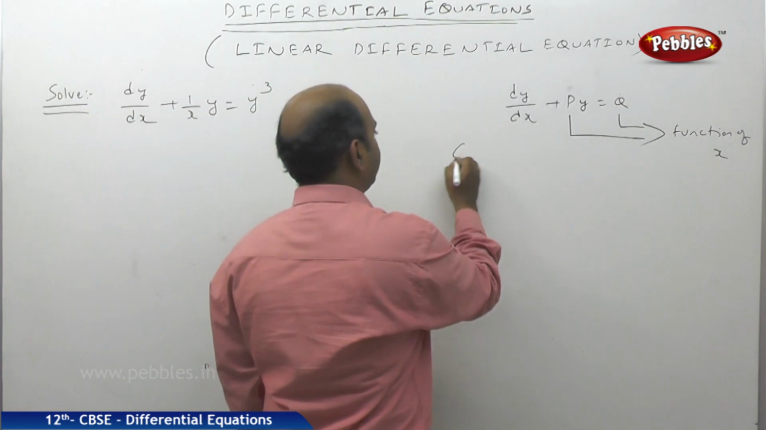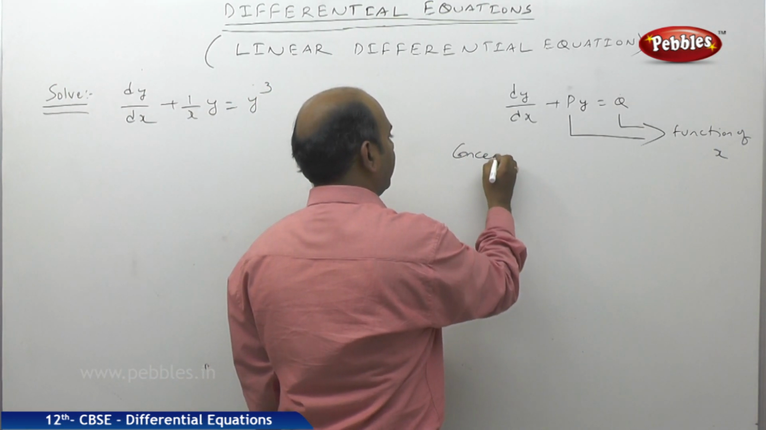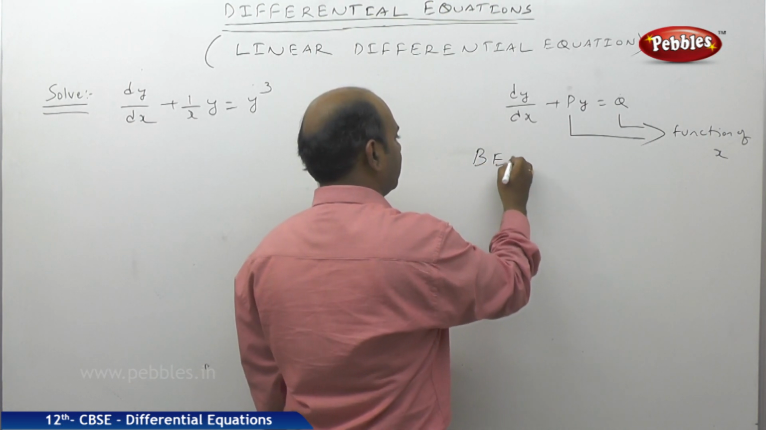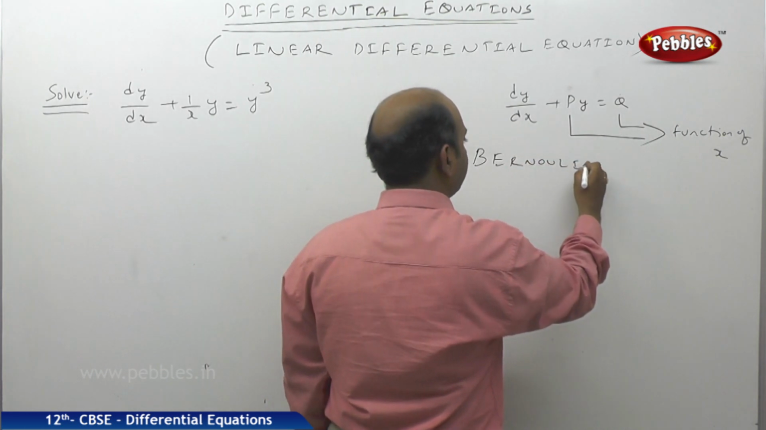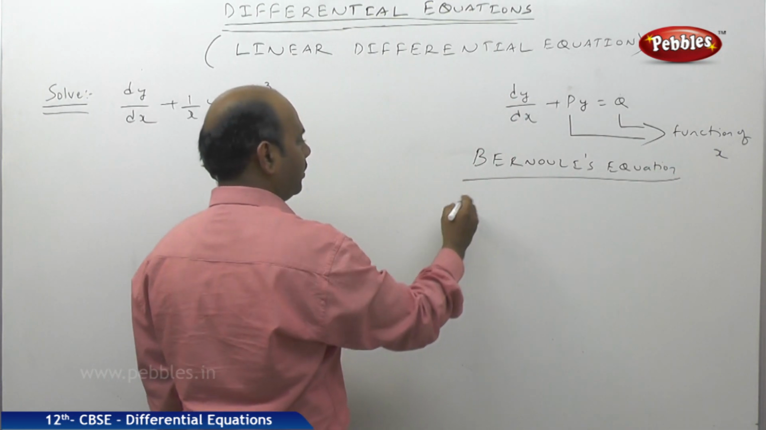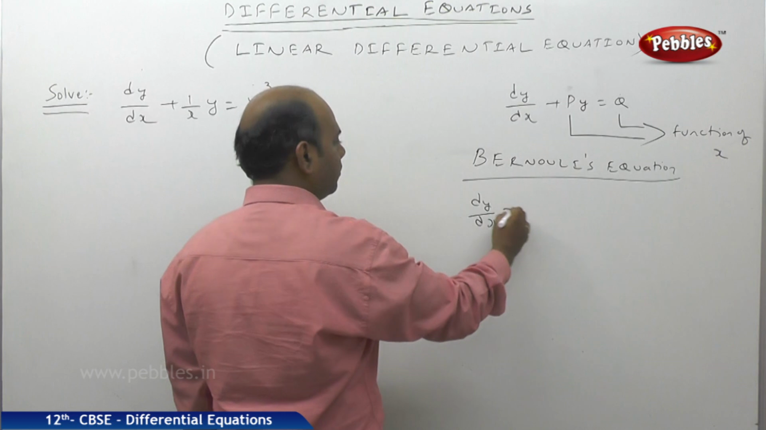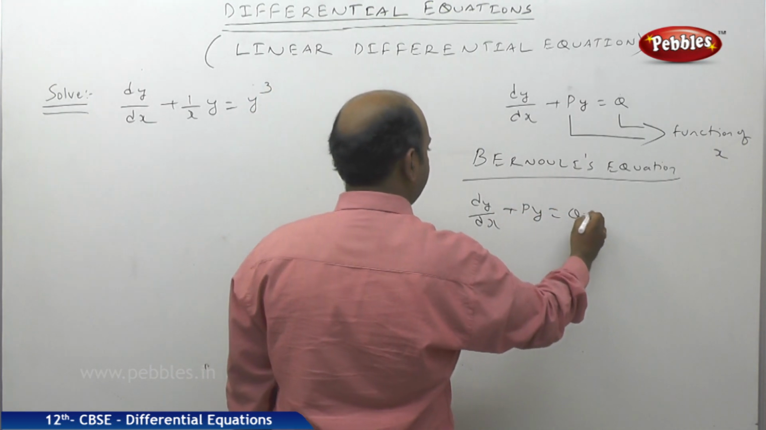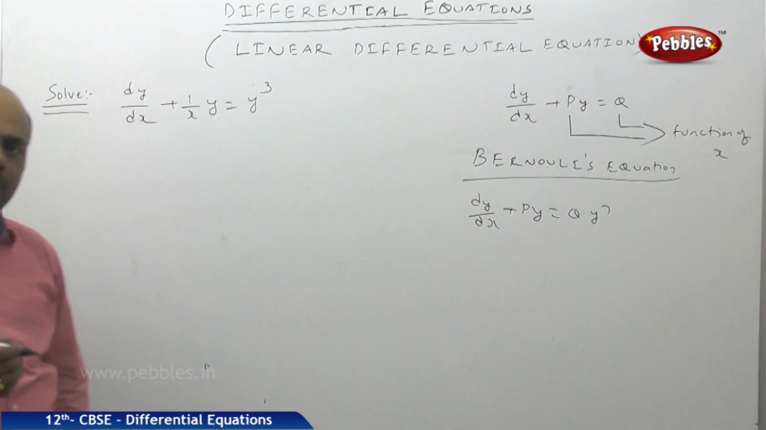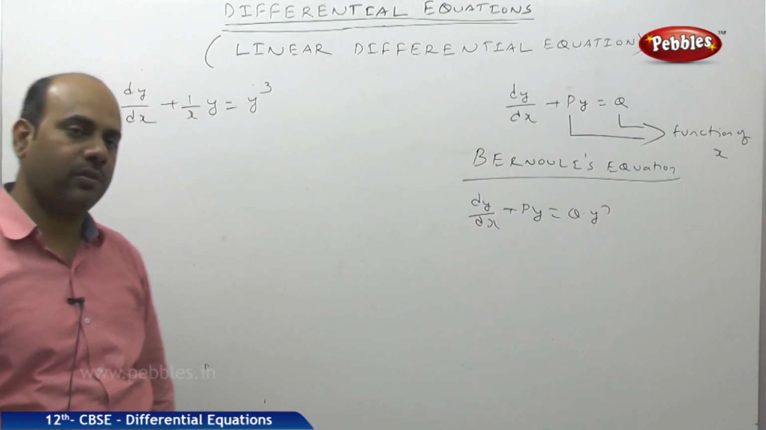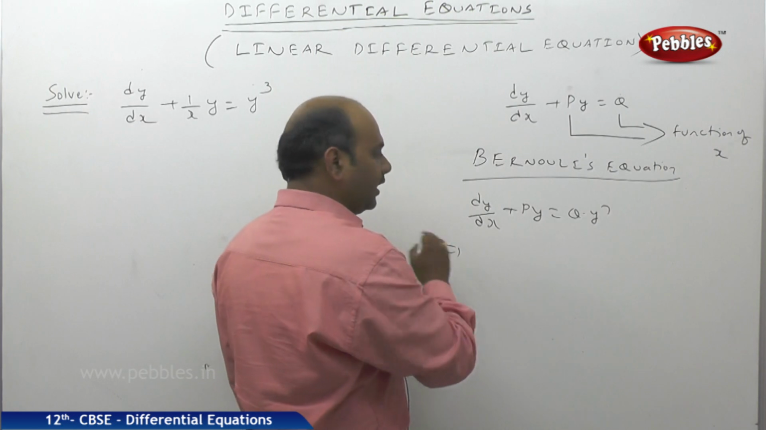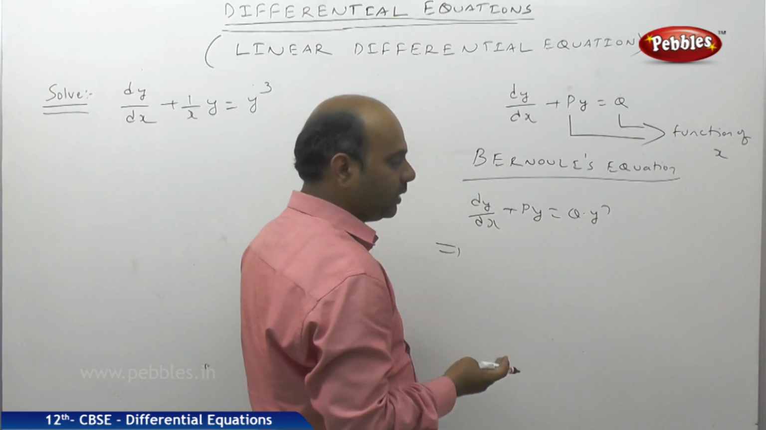So I would like to introduce a new concept. That concept's name is Bernoulli's equation. So now we are going to discuss a topic called Bernoulli's equation. What do you mean by Bernoulli's equation? An equation of the form dy/dx + Py = Q yⁿ is called Bernoulli's equation, where P and Q are functions of x alone. So how do we solve this Bernoulli's equation? Divide throughout the equation by yⁿ.